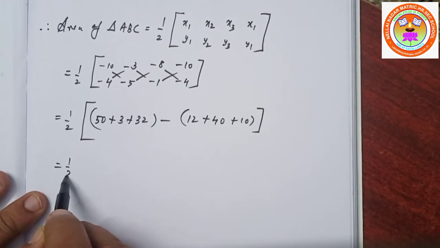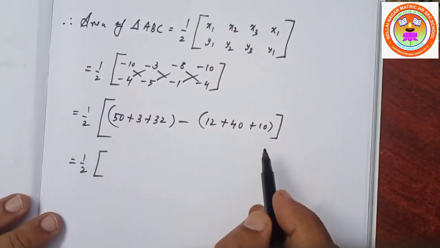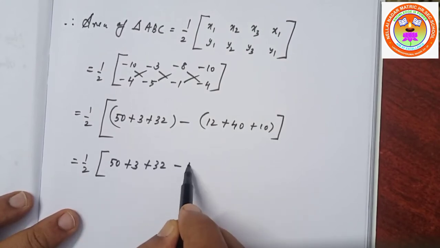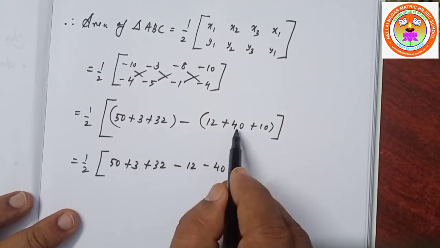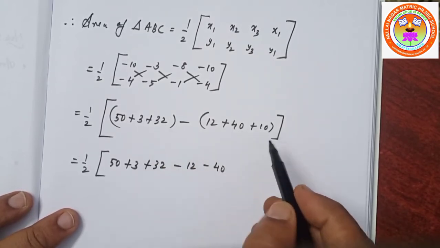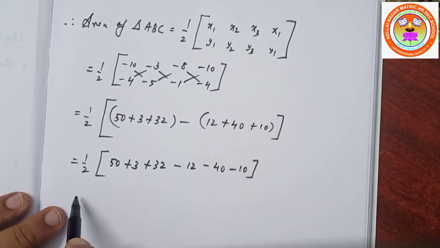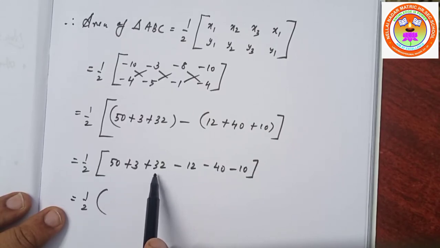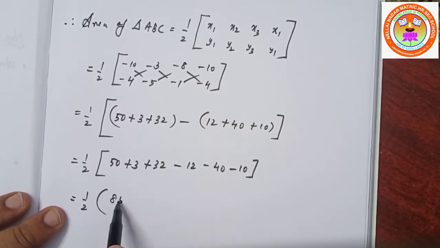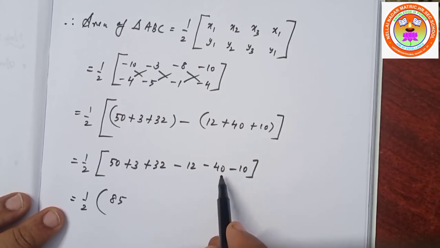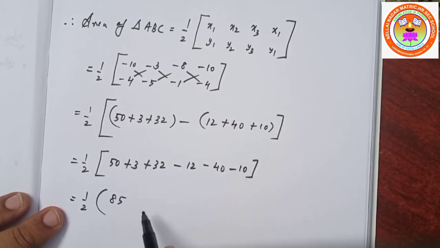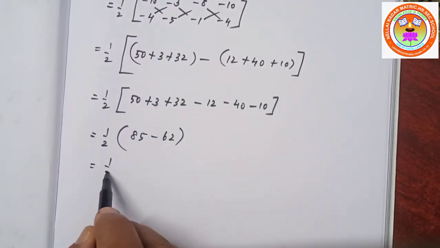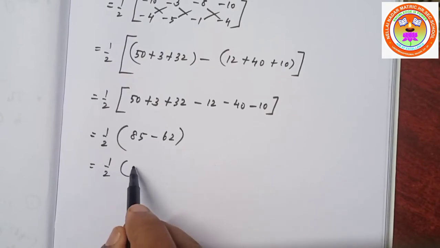That is equal to half into, write all the numbers first, after that you can add or subtract. 50 plus 3 plus 32 minus 12 minus 40 minus 10. 50 plus 3 is 53, 53 plus 32 is 85. Minus 12 minus 40 is minus 52, minus 52 minus 10 is minus 62. That is equal to half into 85 minus 62, which is 23.